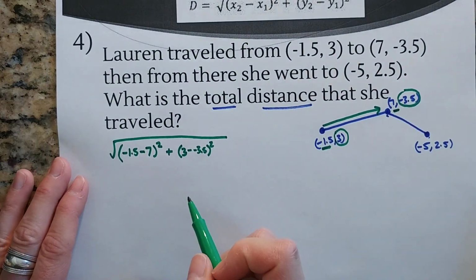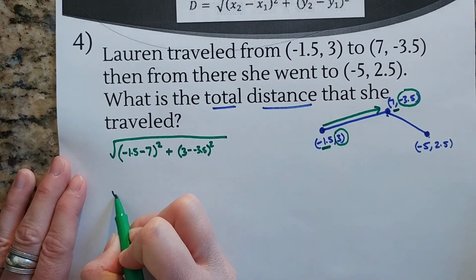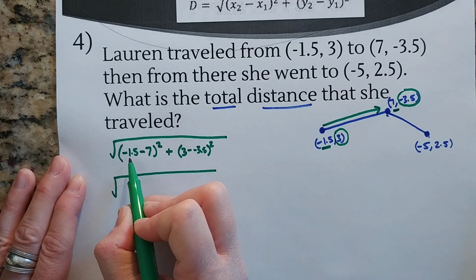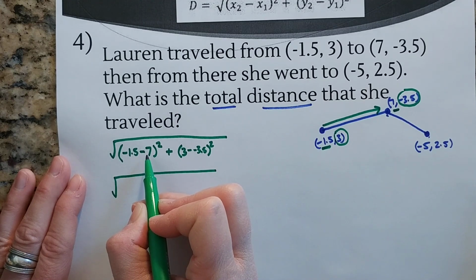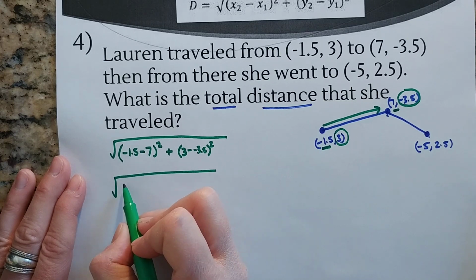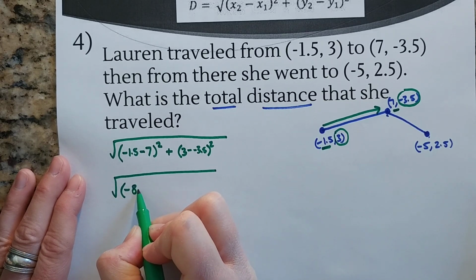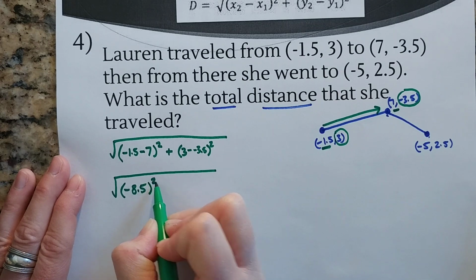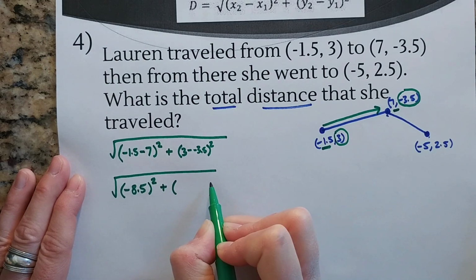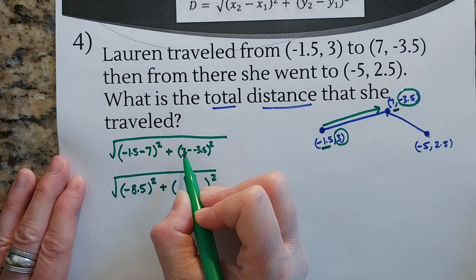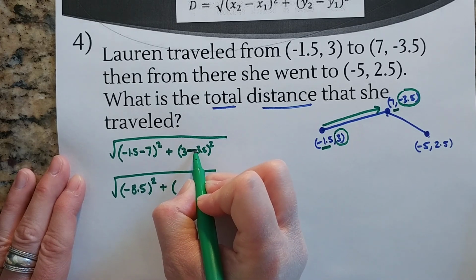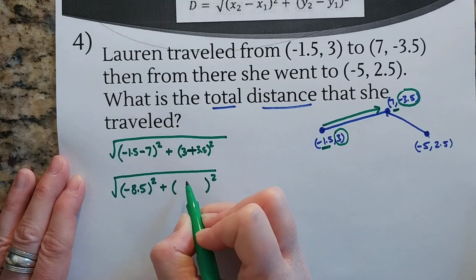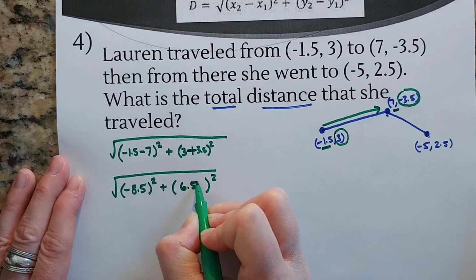Things are getting a little scrunched down here. Okay, so here I have negative 1.5 minus 7 more. And you could use a calculator for this, but I know I'll have at this point negative 8.5 squared. Now 3 minus a negative 3.5, that's the same thing as adding. So I have 3 plus 3.5, which is 6.5, and then squared.